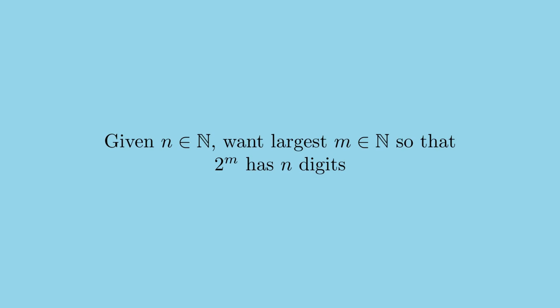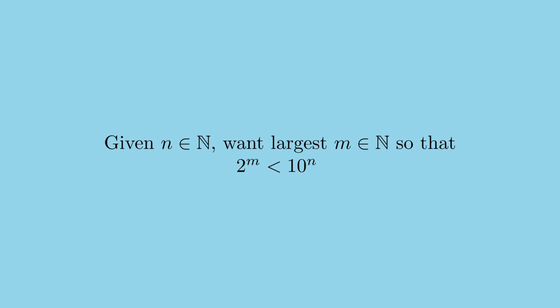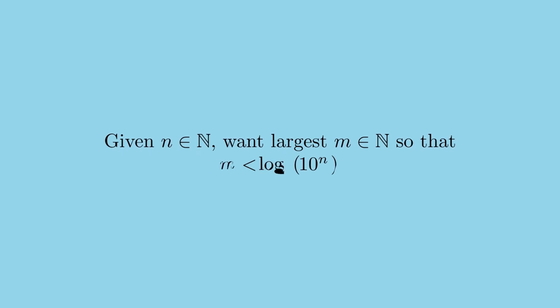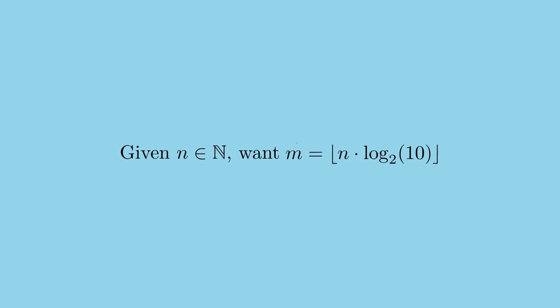Now, to prove this, we'll look at how to actually find the right answer for any number of digits without guess and check. We know that the largest number with n digits is 10 to the n minus 1. So we're looking for the largest m, where 2 to the m is less than 10 to the n. Take log base 2 of both sides, and we get m is less than log base 2 of 10 to the n, or m is less than n times log base 2 of 10. So then, since we're looking for the greatest integer less than n times log base 2 of 10, we learn that m must equal the floor of this.